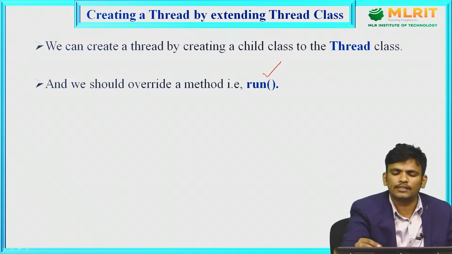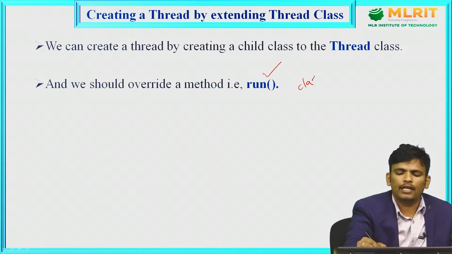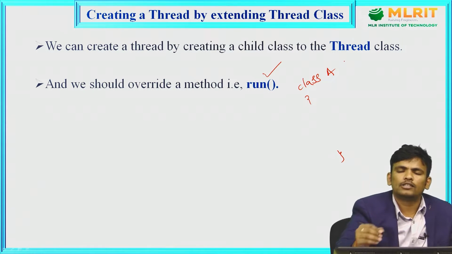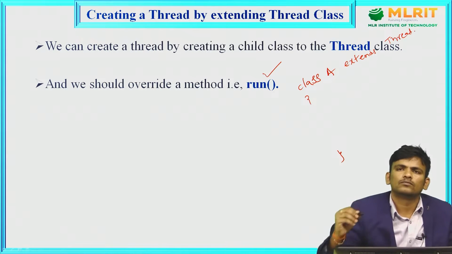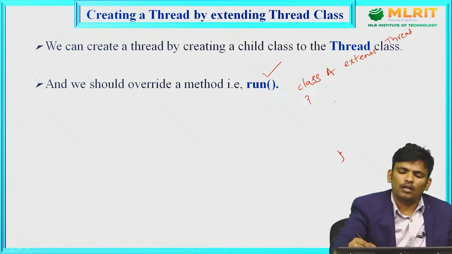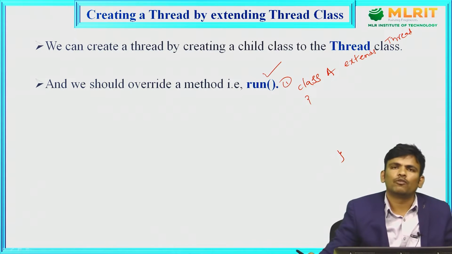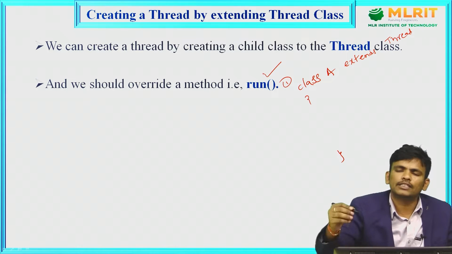Let's take an example. I'm taking my own class, class A. Now class A is a normal class. Now I want to create a thread, which means it must extend the Thread class. This is the first step: you need to create your own class and extend the Thread class.